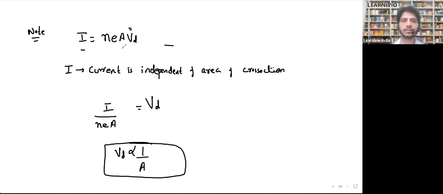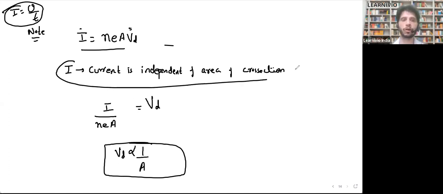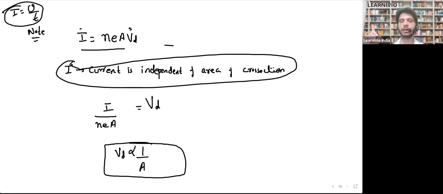If you look at this expression, then you can get a wrong impression that I is proportional to A. It's not the basic definition of current. Basic definition of current is this Q by T, which shows that current does not depend upon area of cross section. But yes, drift velocity depends upon area of cross section. It's inversely proportional to it. So these are two important conceptual questions. One, current is independent of area of cross section. Another is this, drift velocity is inversely proportional to area of cross section.